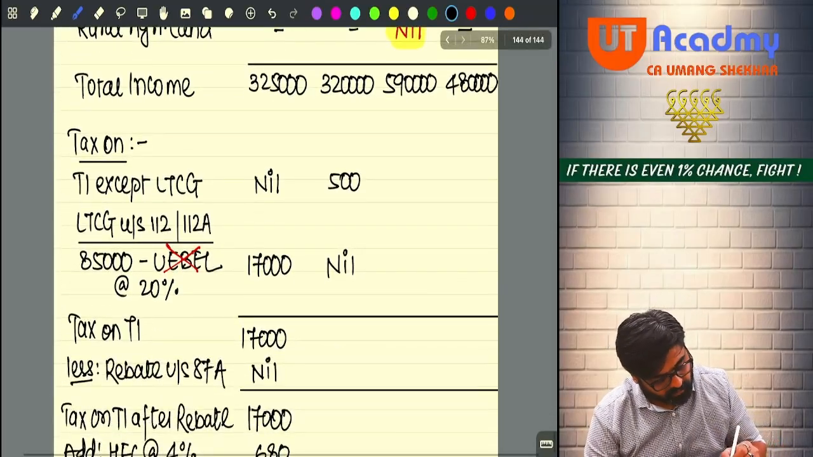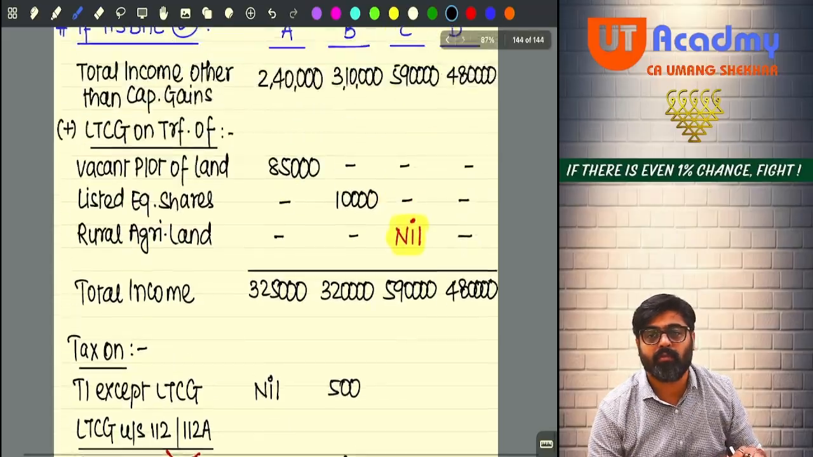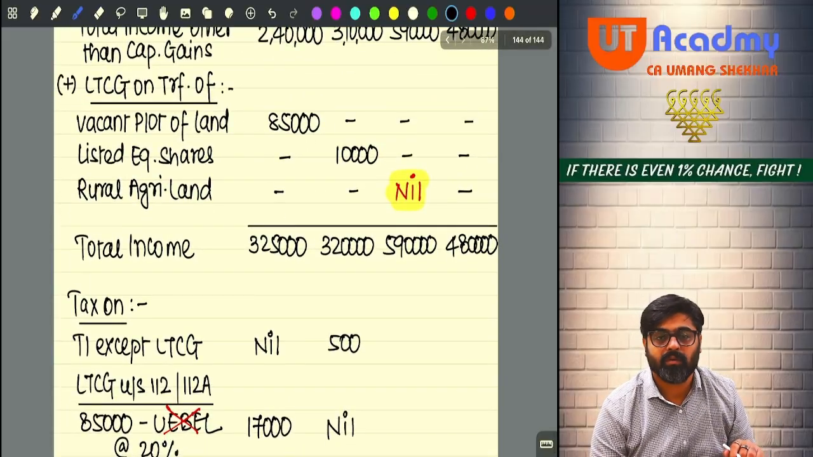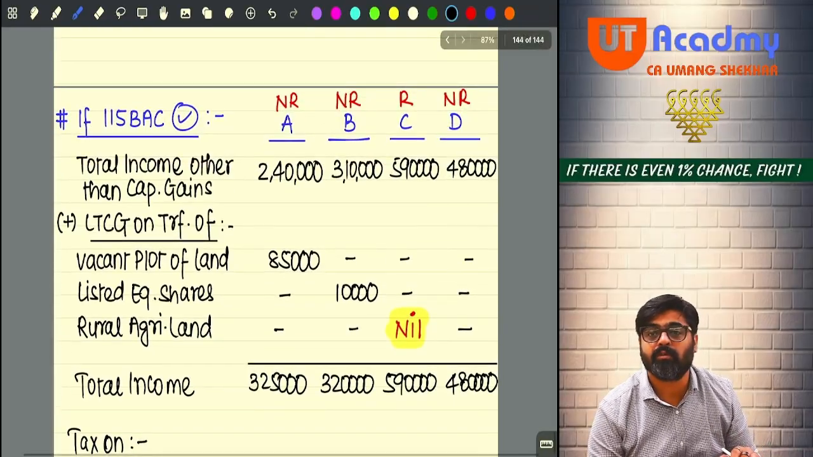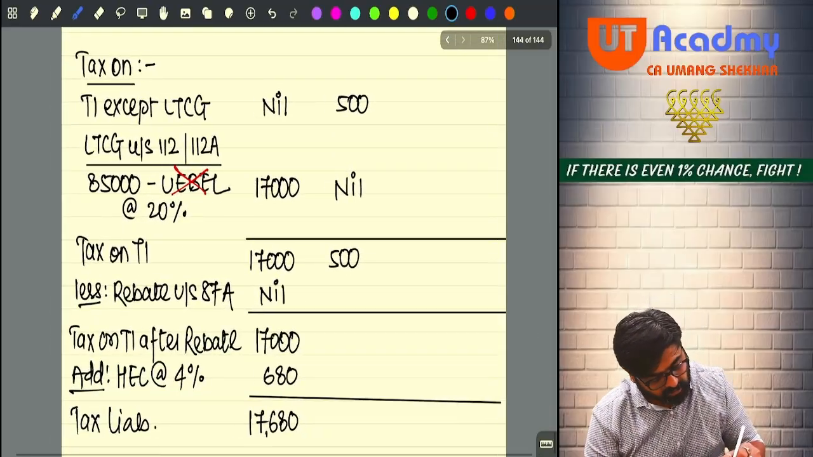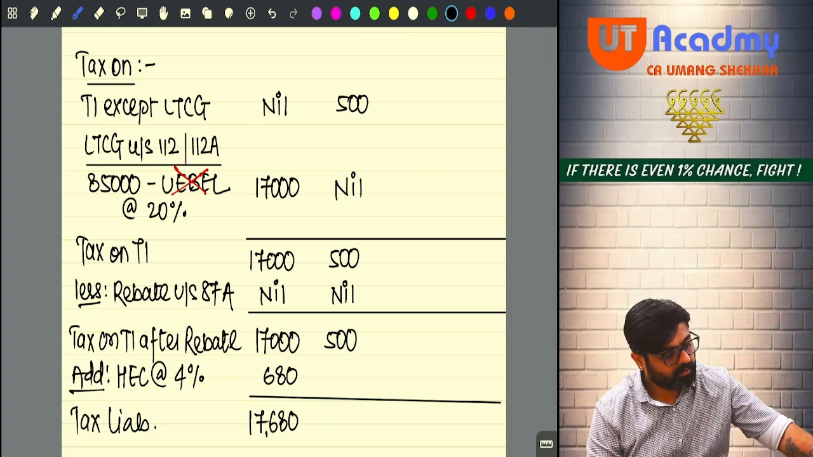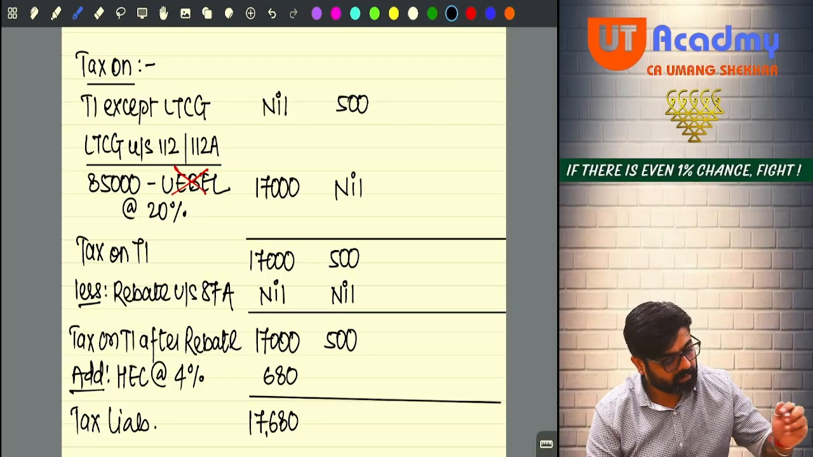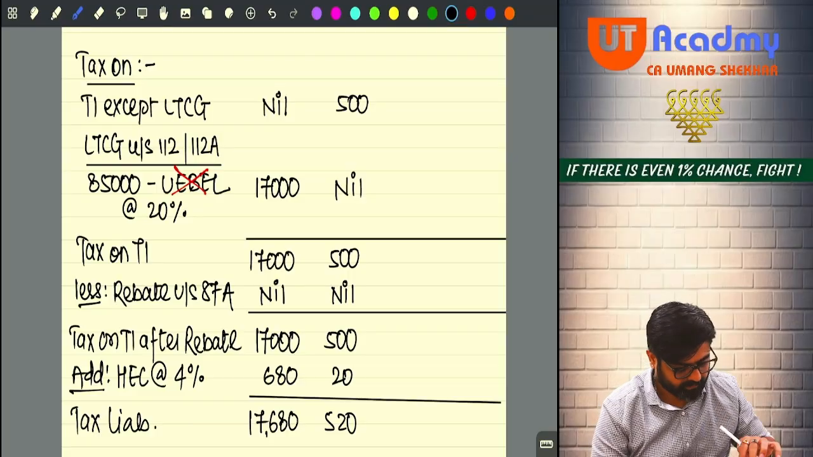Now tell me, 500 plus nil will give you 500. This you could have taken as a rebate because your total income was less than 7 lakhs. But you cannot claim because in this case also you are a non-resident. Can you see? B is also a non-resident. So no rebate will be available here also. So 500 will be your tax. 500 into 4% will give you 20. So total tax will be 520.